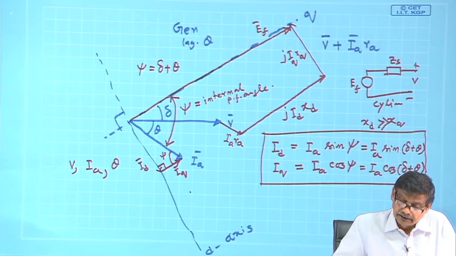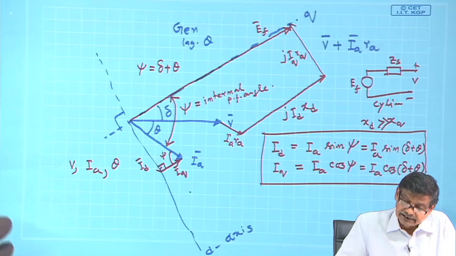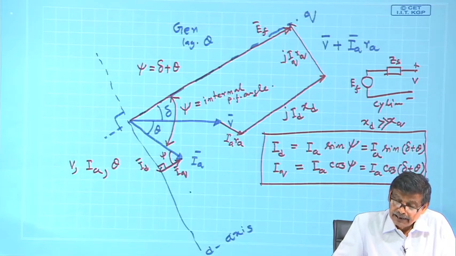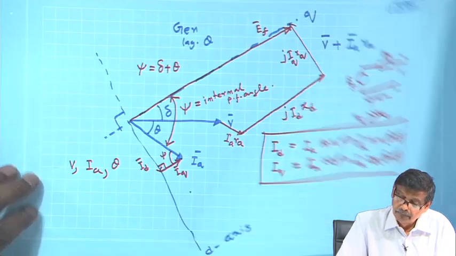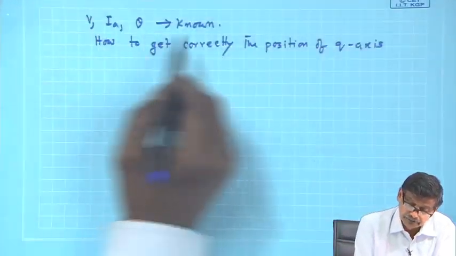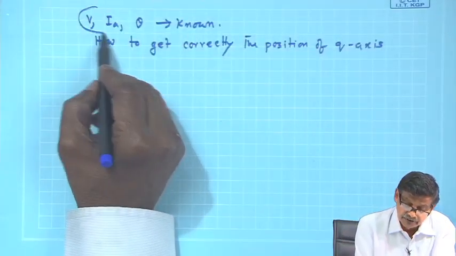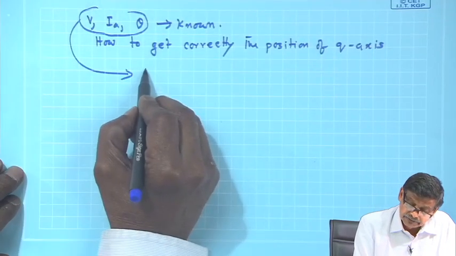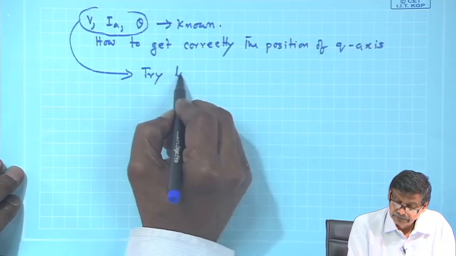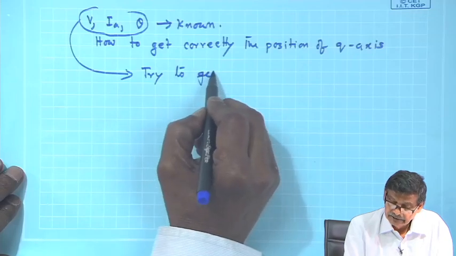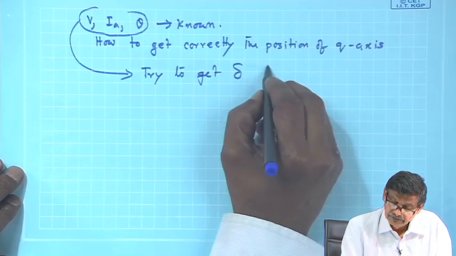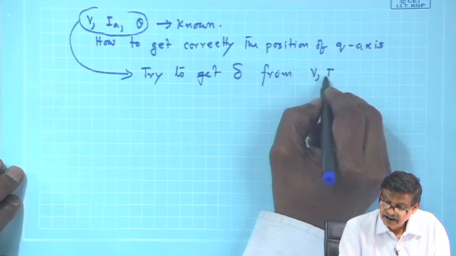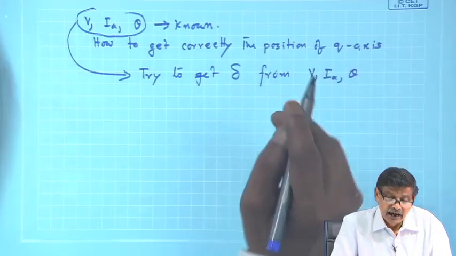But still the point was that exactly where it will be, what is the value of delta. Is it possible from this information to try to get delta from the knowledge of V, I A and theta?